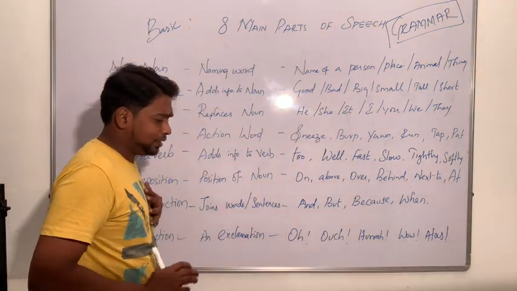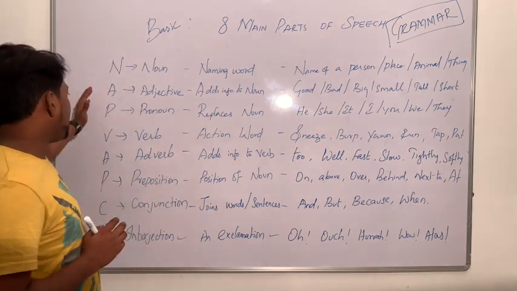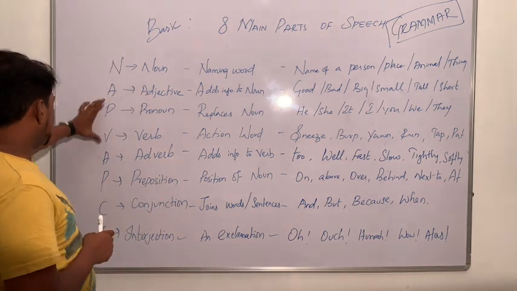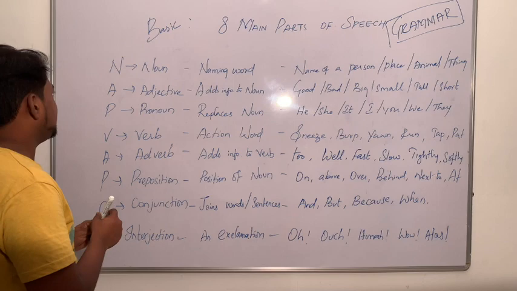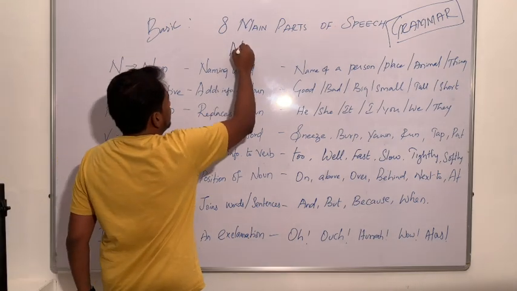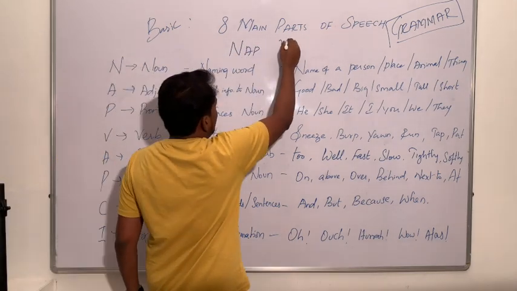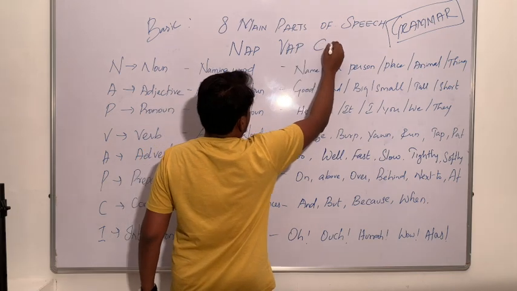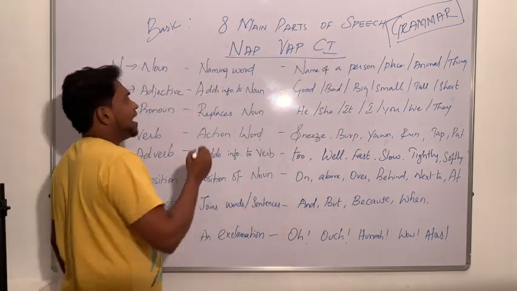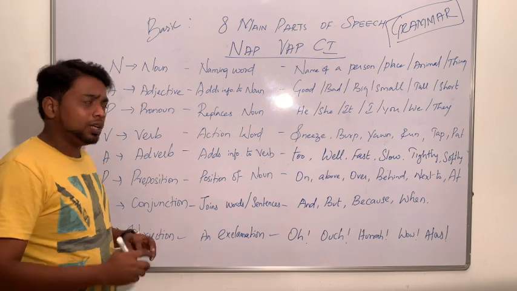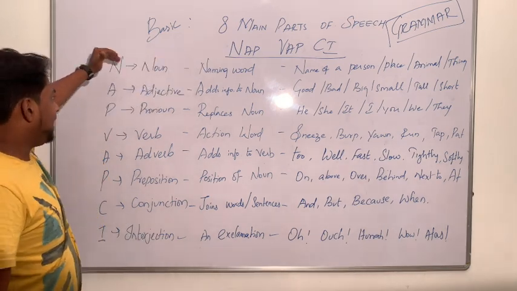It is very simple. Just remember the formula: NAP VAP CI. Come on, repeat it with me. NAP VAP CI. Right? Here we go. Let's take the first letter N.